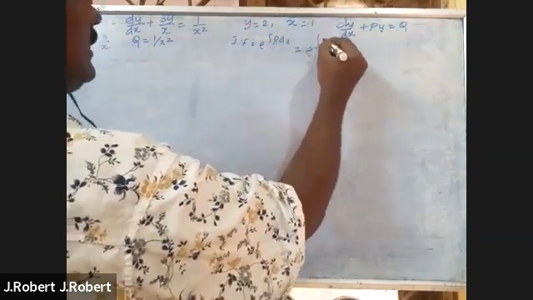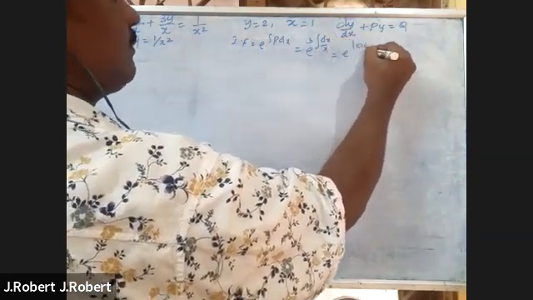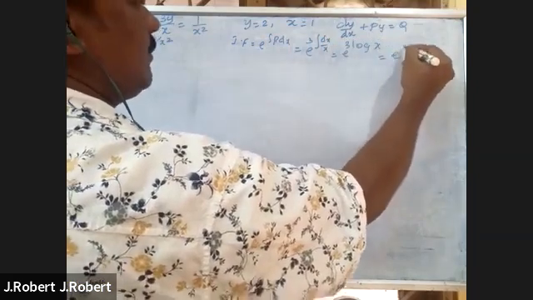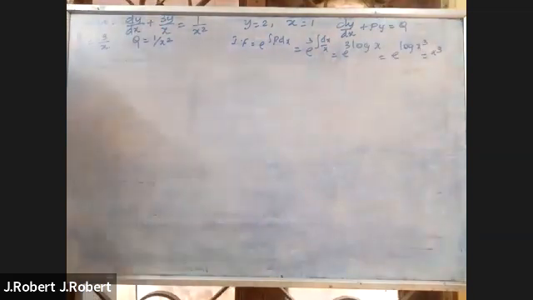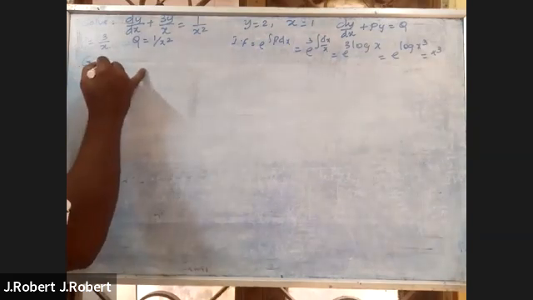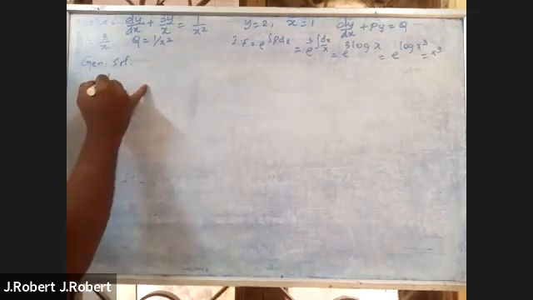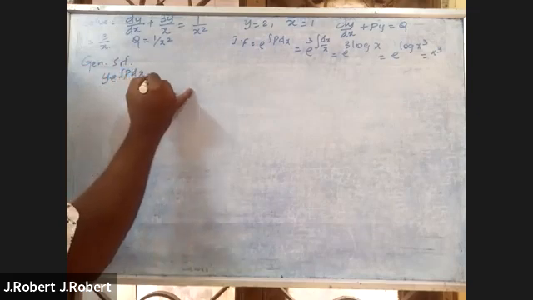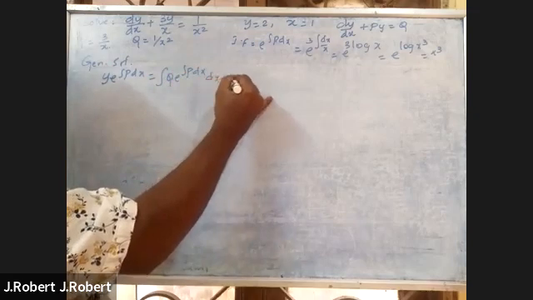Then immediately the integrating factor is e power integral p dx, e power integral 3 dx by x, which is equal to e power 3 log x. We can write this as e power log x cube, which means your integrating factor is x cube. So what is the general solution formula? y e power integral p dx is equal to integral q e power integral p dx dx plus c.